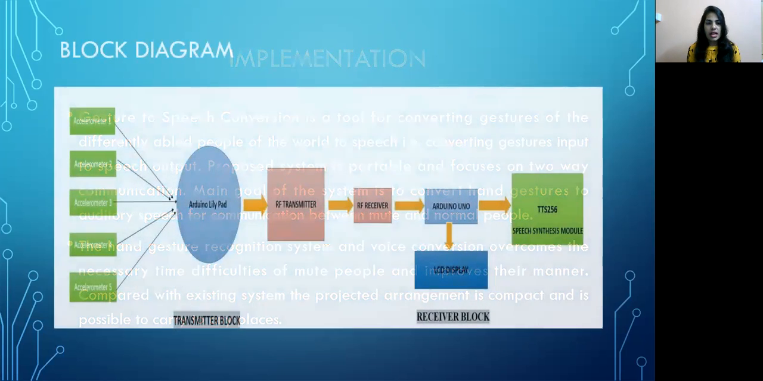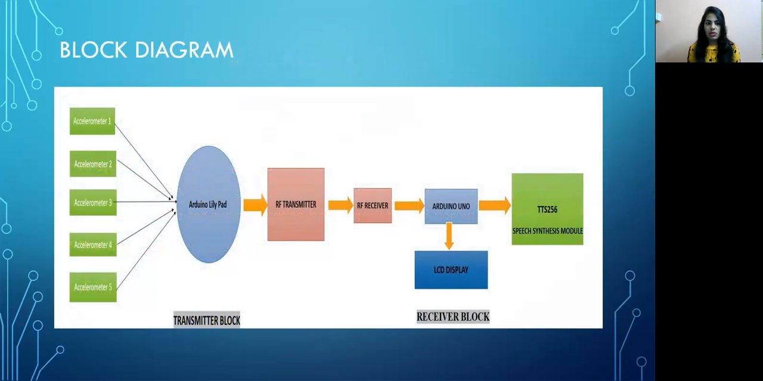Here is the block diagram which represents the proposed system. The proposed system consists of accelerometer sensors, an Arduino LilyPad, which is a textile Arduino board designed for textiles or e-fabrics, and it also consists of a LCD screen and a speech synthesizer module which converts the text into speech.